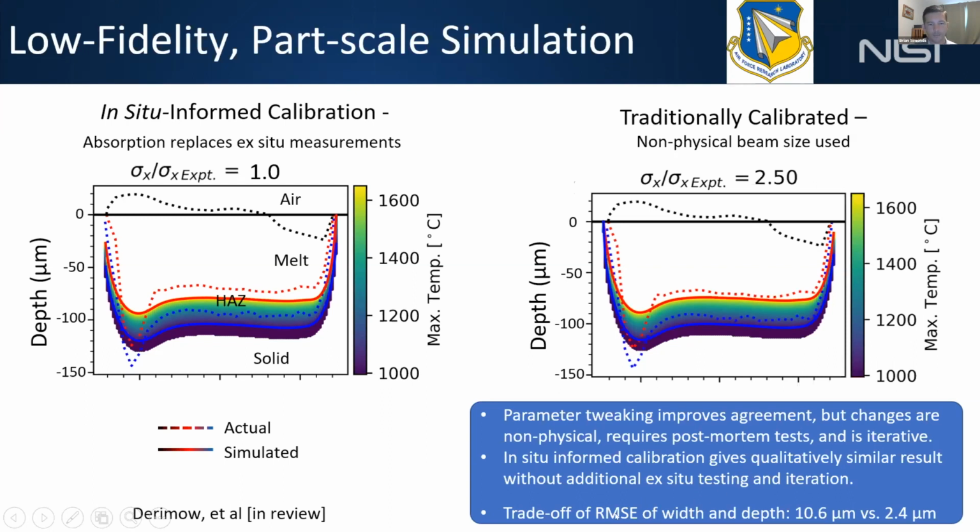Quantitatively, the trade-offs here, if you look at the root mean squared error of a combined width and depth parameter, it's a difference of 10.6 microns for the in situ informed calibration and 2.4 microns for the traditional one. So qualitatively similar, quantitatively not as accurate, but if this trade-off is agreeable to you, this is the quantitative trade-off that you'll be making.